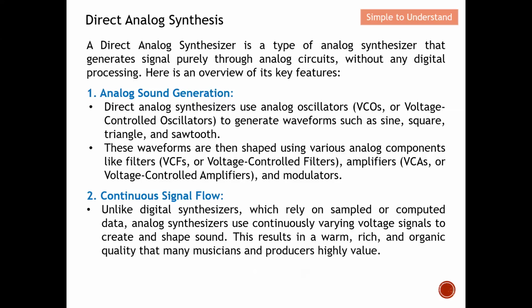So therefore, it is not realistic. But for analog, this actually occurs through continuous changes, or a continuously varying voltage signal, to create and shape the sound. This in fact results in a warm, rich, and organic quality that many musicians and producers highly value. So in short, for music, because of the continuous change and the analog characteristics, it is very realistic, which means that it is very real, and therefore it is still highly appreciated in the music world.